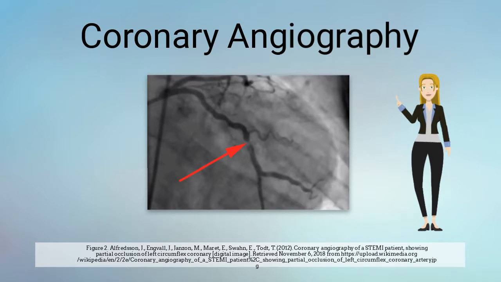A coronary angiography is commonly performed during a cardiac catheterization to look at the arteries in the heart and check for any narrowing or blockages that could potentially be serious and require stenting, such as the blockage shown in this image.